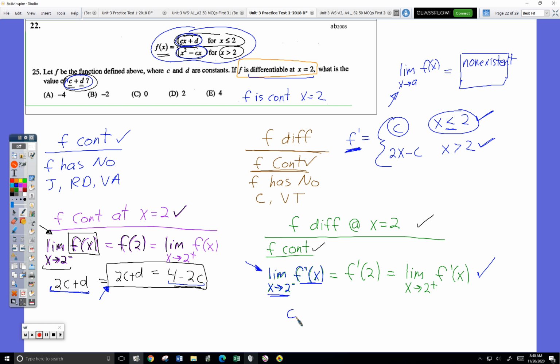What's the limit of f prime as x approaches 2 from the right? Let's go, Emma. 4 minus c. So now Emma's looking here. If x is slightly bigger than 2, we'll get 4 subtract c. How many did it? 0.3 for Emma.